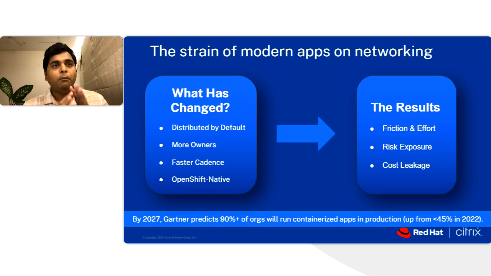Second, there are more owners. Developers are defining routes, platform teams run the clusters, and security enforces the policy. Each controls part of the path, which means more handoffs and more opportunity for drift. Third, the cadence is faster. We are doing blue-green and canary every day. Networking has to keep pace with app changes, not the other way around.